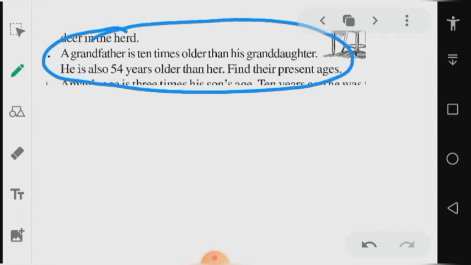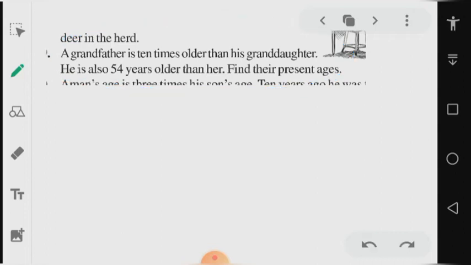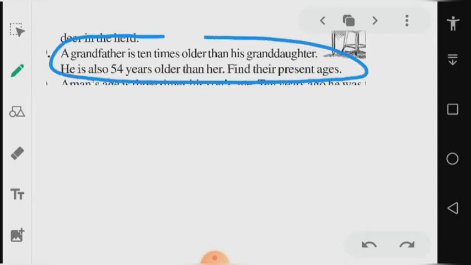Okay, now there is a very important question. See the question within the circle. This is the part of the question. It is about ages. So the pattern of this question is very important. Regarding ages, questions are asked in exams.